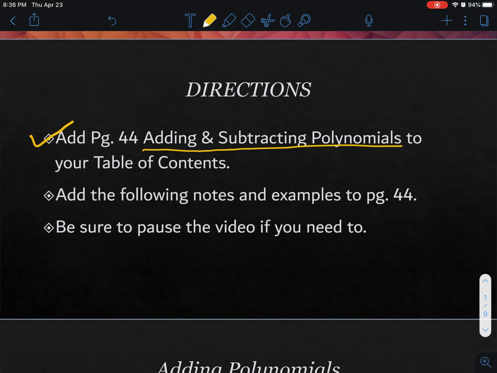After you've added that to your table of contents, I want you to turn to page 44 and you're going to add the following notes and examples to that page. And then number 3 is just a reminder, be sure to pause the video if you need to, because I'm going to go kind of fast because I know you can pause as you need it.